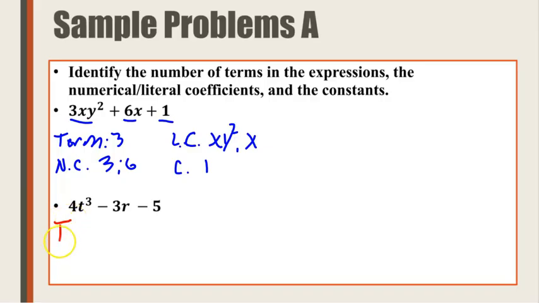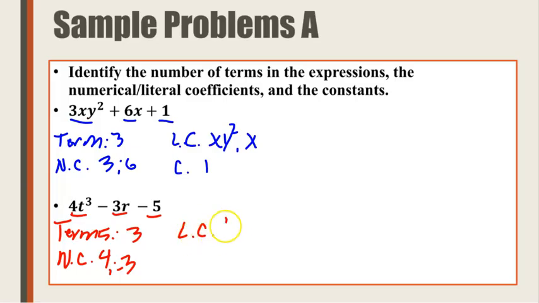I'll say C, that would just be 1. Next, we got the number of terms in this one. So we have one group, two groups, three groups, so we got 3 terms. The numerical coefficients would be 4, and I'm going to make that -3, so I'm just going to keep the sign with it. Then we got the literal coefficients. The literal coefficients are t cubed and r. And then the constants would just be a -5.